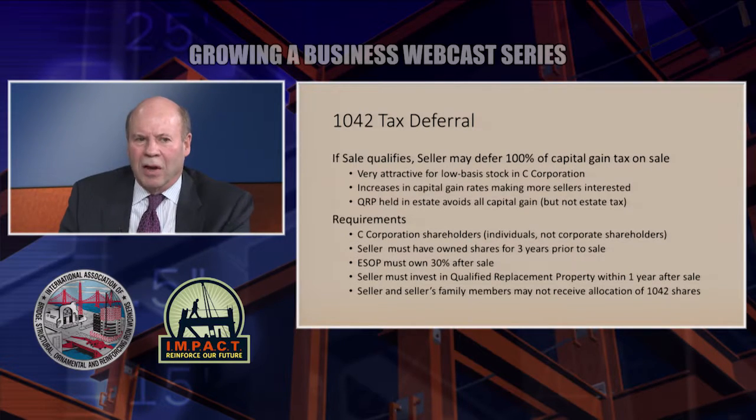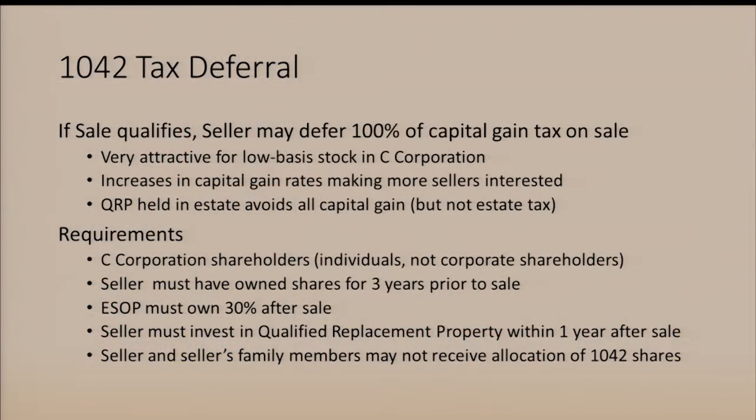1042, I'm just going to say a few words about this. We have a lot to cover. This is very attractive for C corporations where owners typically have a very low basis. If they've sold their shares, essentially 100% of it would be taxed as capital gains. Capital gain rates are not insubstantial. They start at 20%. There's a 3.8% add-on.